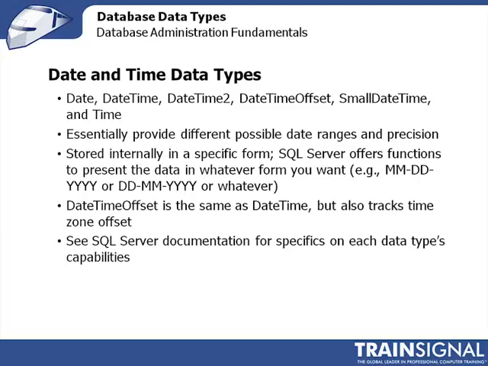A datetimeoffset is actually the same as a datetime, but in addition to tracking the date and time, it also tracks the time zone offset from Coordinated Universal Time or Greenwich Mean Time. So if you have data that needs to accommodate dates and times given to you in different time zones, then you might look at the datetimeoffset since it allows you to track the time zone that the date and time applies to. You should see the SQL Server documentation for specifics on each of these data types' specific ranges, precision, and capabilities.